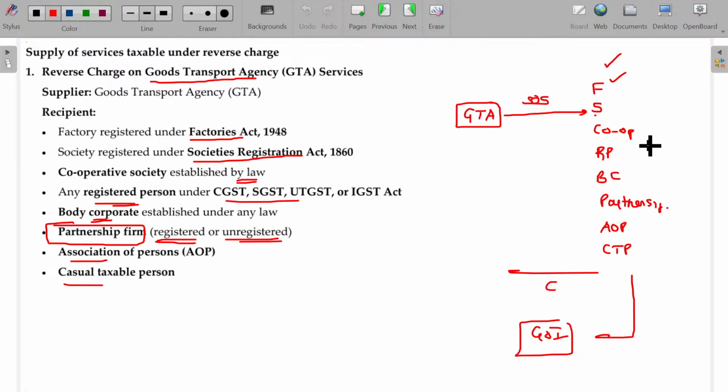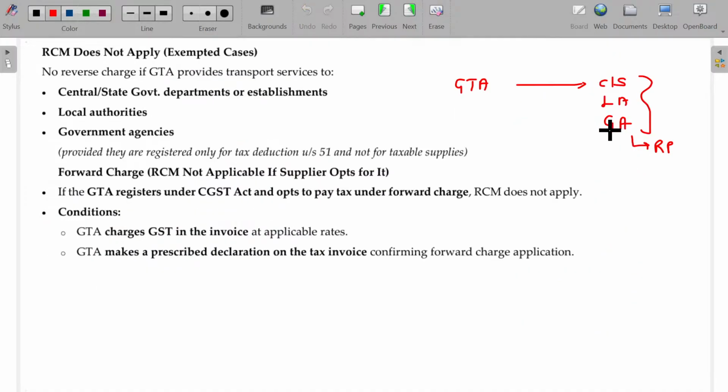In the previous class, we have seen that if the recipient being the registered person, GST will be payable under RCM basis. But provided, in this case, this government agency is being the registered person, the registration is only for the TDS and TCS under section 51. Okay. In that case, he has not done any of the taxable supply, then RCM basis will not be applicable in this case. Is that okay? Provided they are registered only for the tax deduction under section 51.